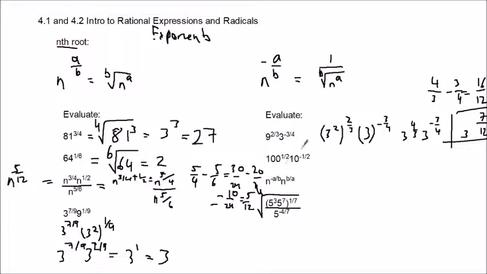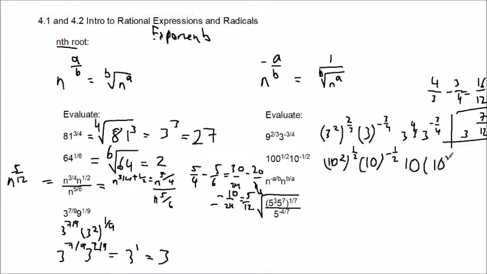100 to the 1/2, 10 to the negative 1/2. This is the same ordeal. 100 to the 1/2 is 10 squared to the 1/2. So 10 squared to the 1/2 is just 10, because 100 to the 1/2 is the square root of 100.